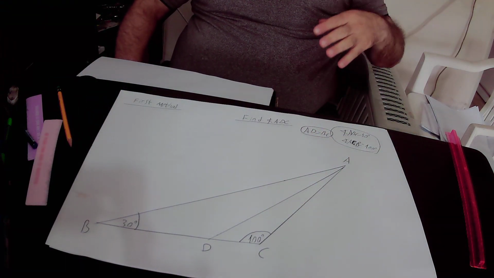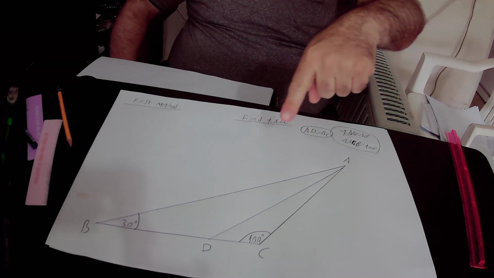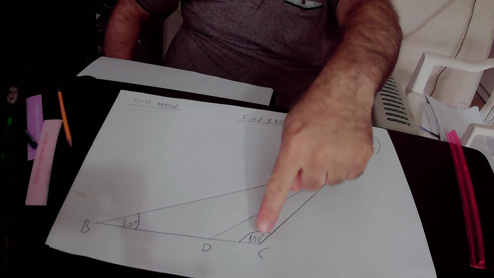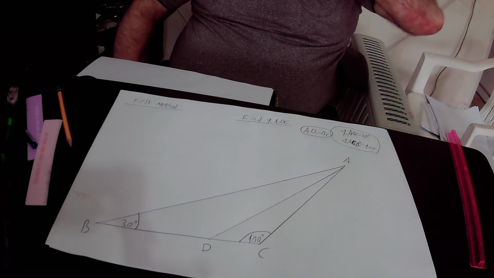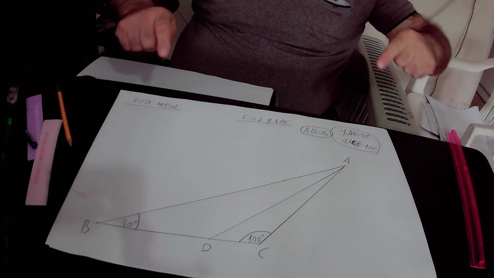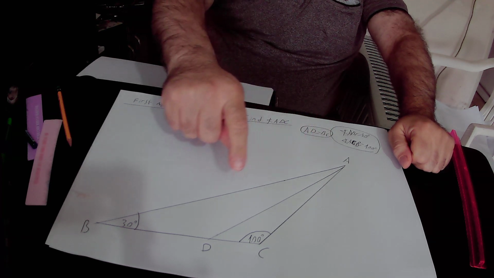Hello, in this lecture we will find out the value of angle ABC, the value of angle ADC using two different methods. In the drawing we have triangle ABC. We know that angle ABC equals 30 degrees, angle ACB equals 100 degrees. We also know that side AD equals side BC, and we want to find out the value of angle ADC, this angle.